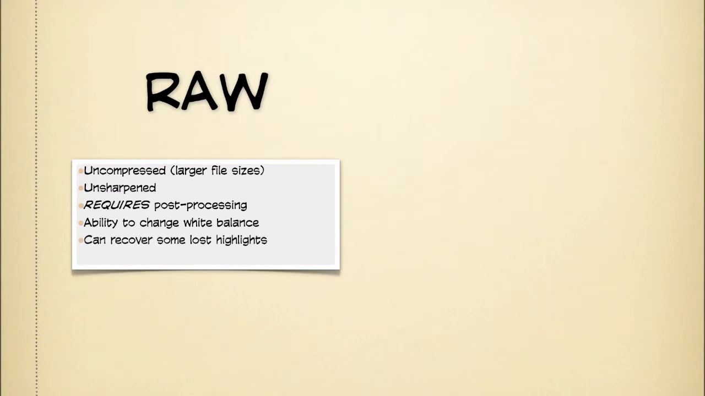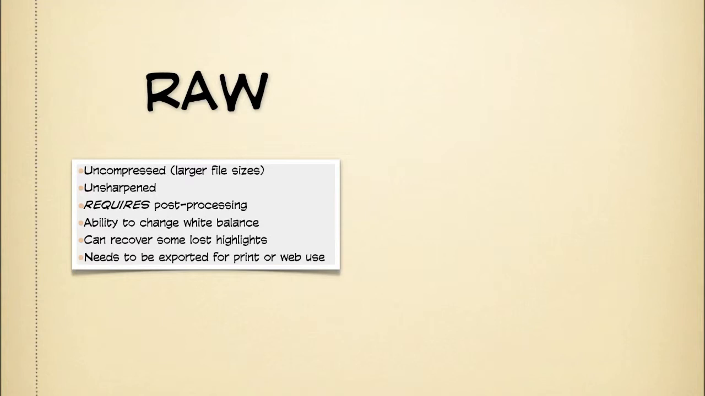One of the other huge benefits of RAW is that because you're getting all of the data that's captured by the sensor, you can recover highlights that are lost. If there are areas of the image that are just completely blown out and completely white, it's possible, by about a stop of light, to bring back the detail that's lost in those highlights. And I'm going to show you an example of that shortly.